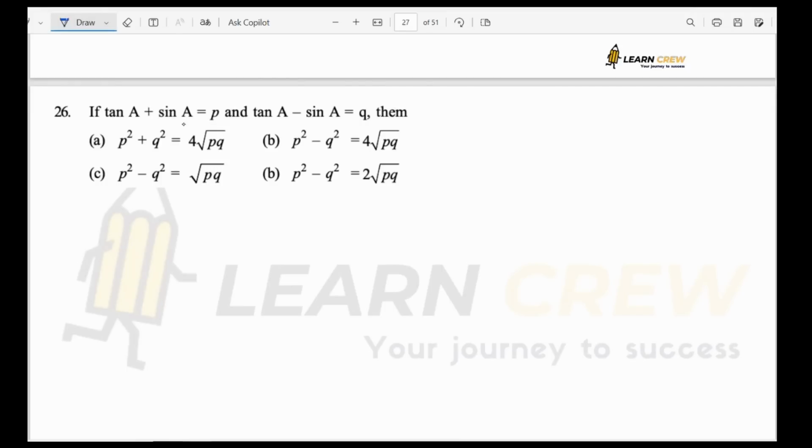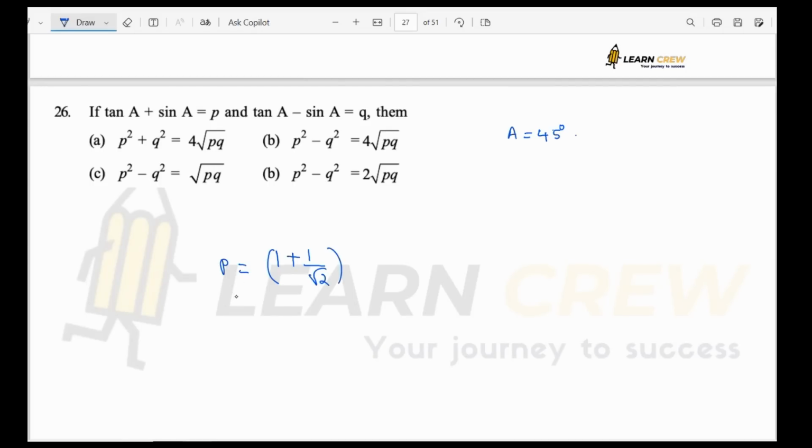Tan A plus sin A is equal to how much? Let me take A as 45 degrees. If I take A as 45, tan 45 is how much? You should know it. Tan 45 is 1. Sin 45 is 1 by root 2. So 1 plus 1 by root 2 would be P.